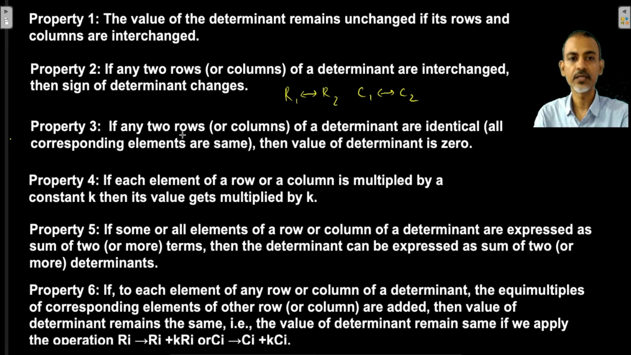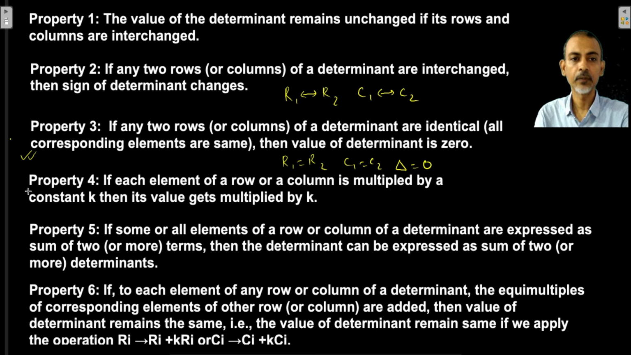The third property says if any two rows or columns of a determinant are identical, say R1 equals R2 or C1 equals C2, then the value of the determinant will be 0. This is the third property, and we are going to make use of it a lot to evaluate determinants.